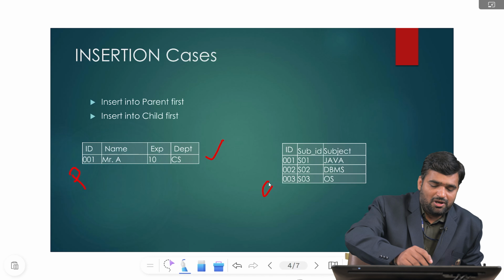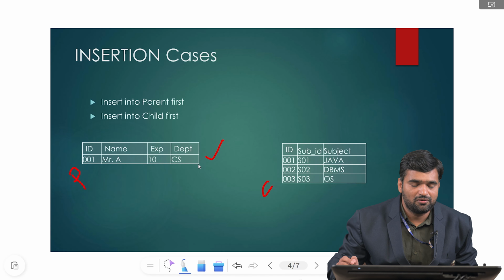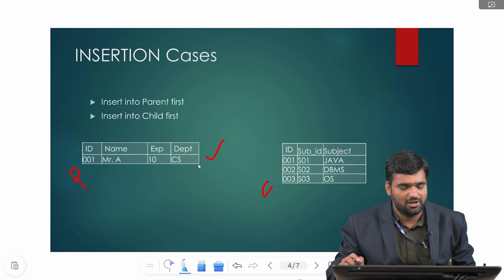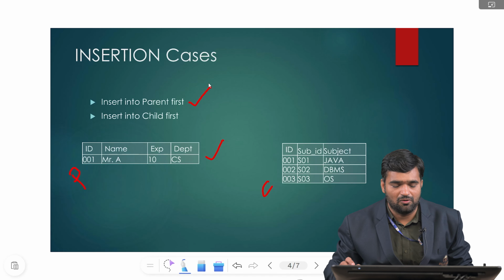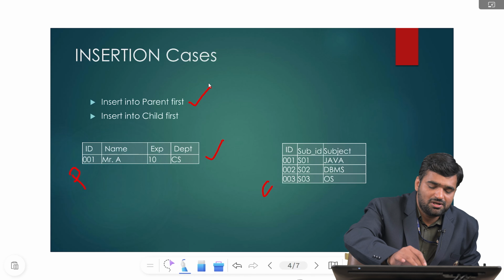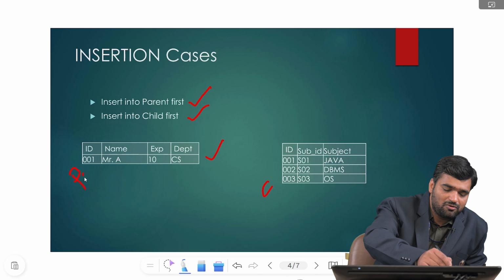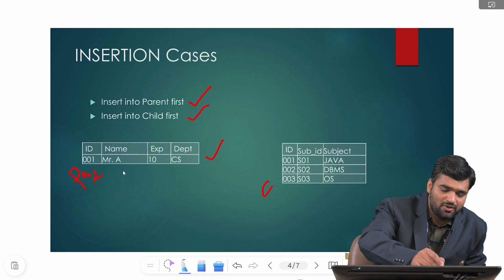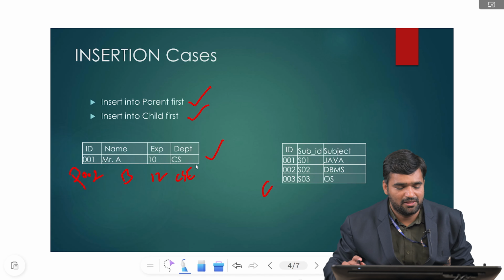Let me assume that I am not having any records in the parent table, and I want to insert a first record in the parent table. Is that allowed or not? Yes, it is allowed. So insertion into the parent table first is allowed. Here, if you want to insert a new record in the parent table with the 002 ID, some name B, some experience 12, some CSE department, yes, it is allowed in the parent table.